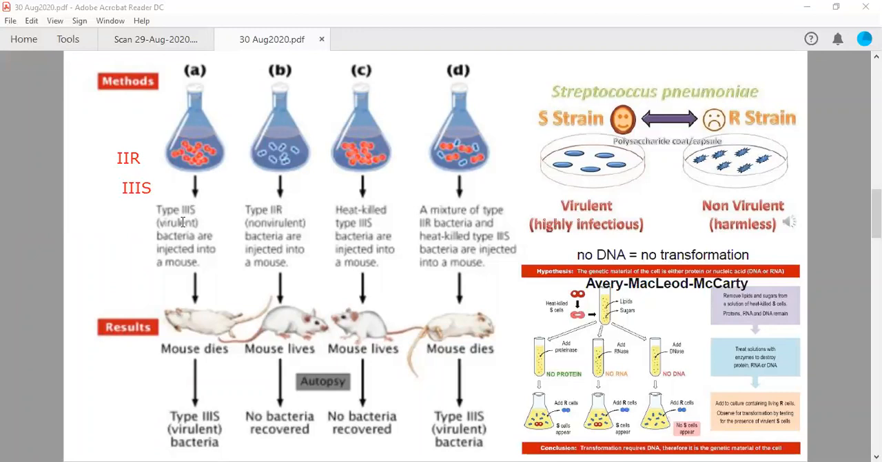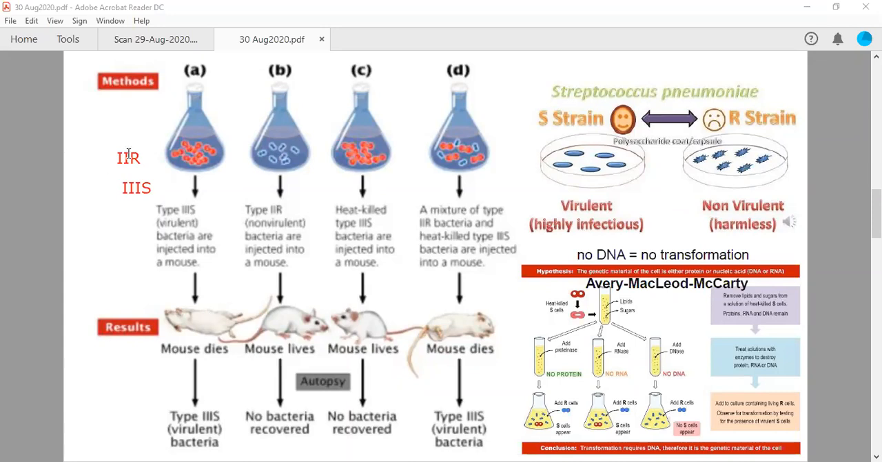S was virulent because it has a capsule, which carries a virulence factor. This capsule also gives a shiny, smooth appearance to the cells. They are smooth, but virulent; they will kill the organism. If you inject these bacteria directly into mice, the mice will die, and if you do an autopsy of the dead mice, you will recover type 3 S virulent bacteria from the mice.